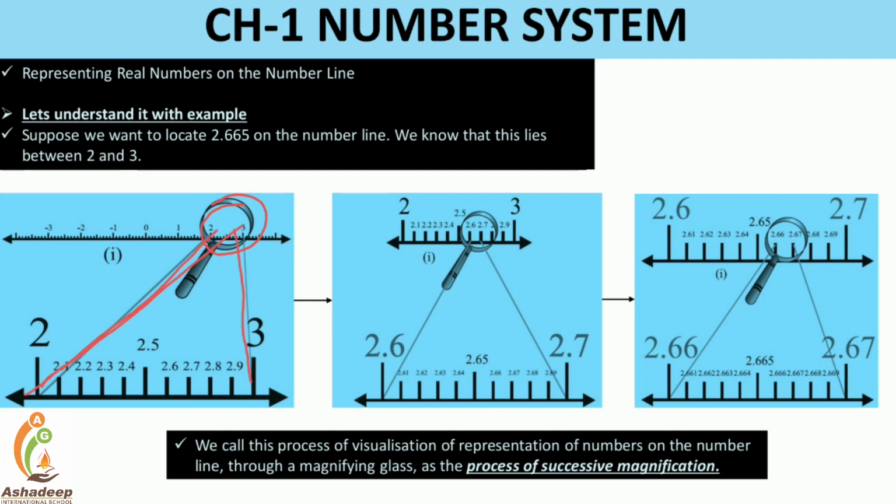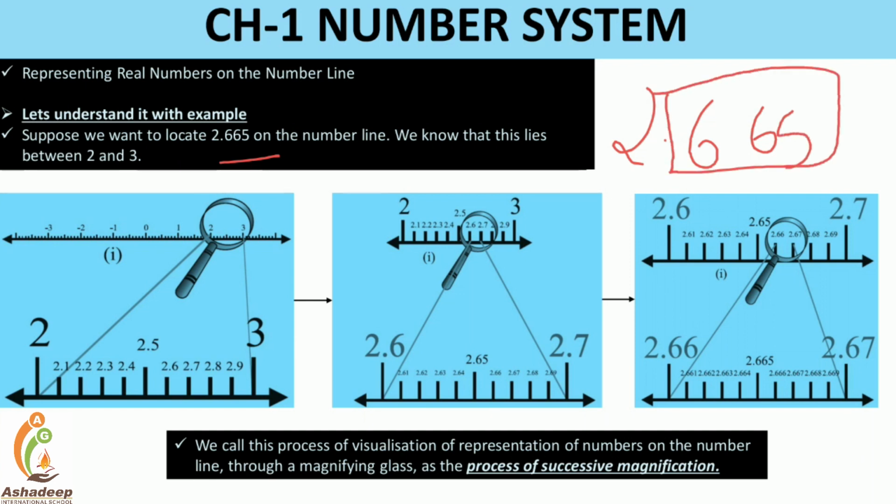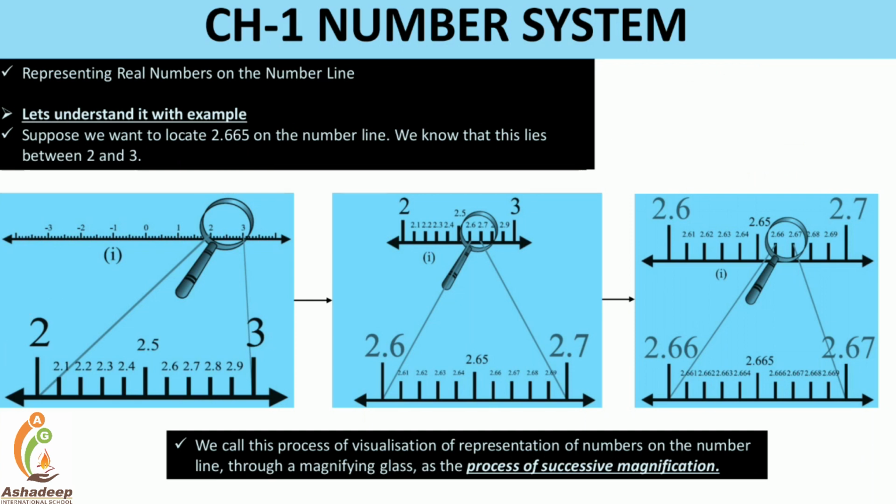In between 2 and 3, we have a total of 10 divisions, like a millimeter scale, right? So 1, 2, 3, 4, 5, 6, 7, 8, 9 and 3. Then it is 665. See, it's 2.665. So 2 we already have with us. What we need to focus on is 665.